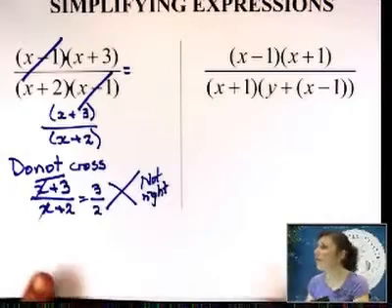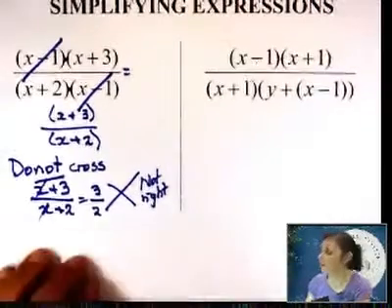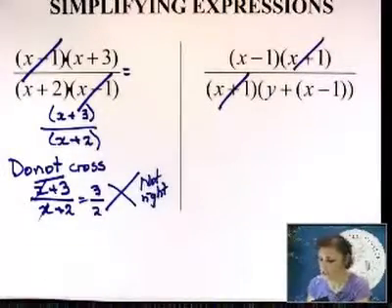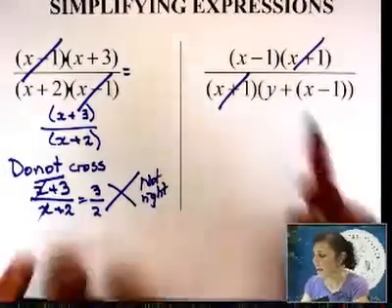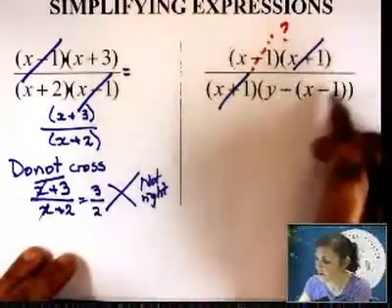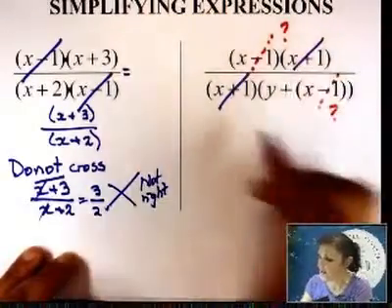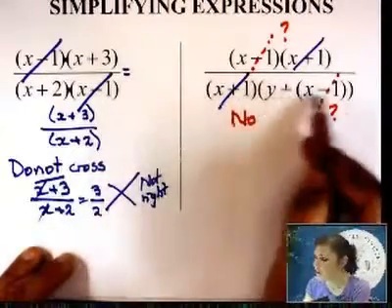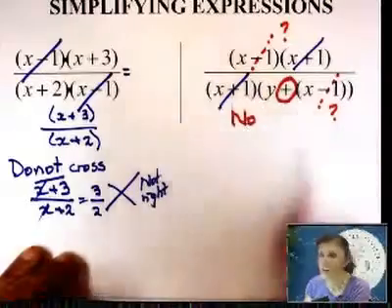Here's another one that you have to pay attention. A little bit harder. I can do these two. That's very good. The question is, can I do this? X minus 1, x minus 1. Can I do this? The answer is no. You can cross these out. Guess what? This whole thing is, there's a plus in here, so you cannot do that.